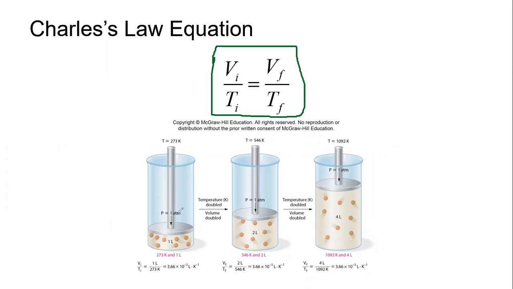So here, we start with 1 atmosphere, 1 liter, 273 Kelvin. We increase the temperature, the volume increases. So we double the temperature, we double the volume. If we quadruple the temperature, we quadruple the volume. So it's a one-to-one relationship.